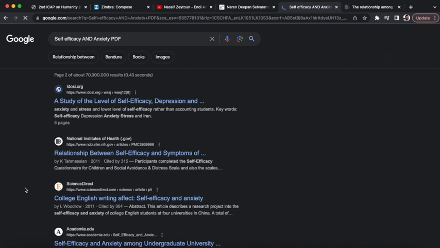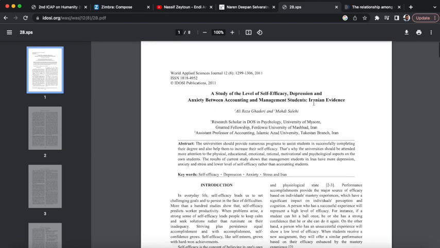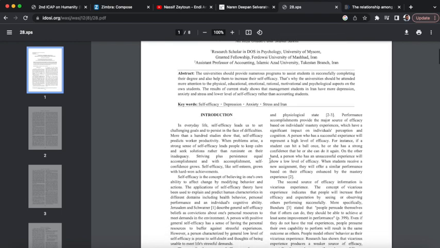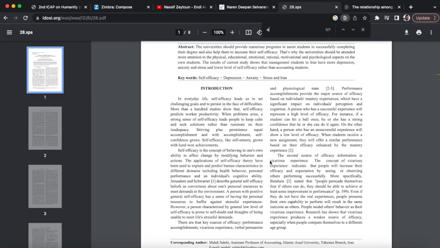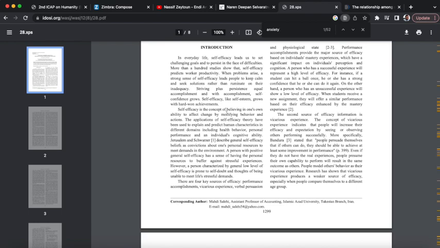If you go to the next page, you will still find a study of the level of self-efficacy, depression. Okay, let's see what that paper is all about. A study of the level of self-efficacy, depression, and anxiety between accounting and management students. The university should provide numerous programs to assist students in successfully completing their degree and to help them to increase their self-efficacy. Okay, now let's do a quick search and try to identify what they have explained about anxiety. You press Control and F, it will give you the thing to search. You type anxiety. Let's see whether they have any information about anxiety.